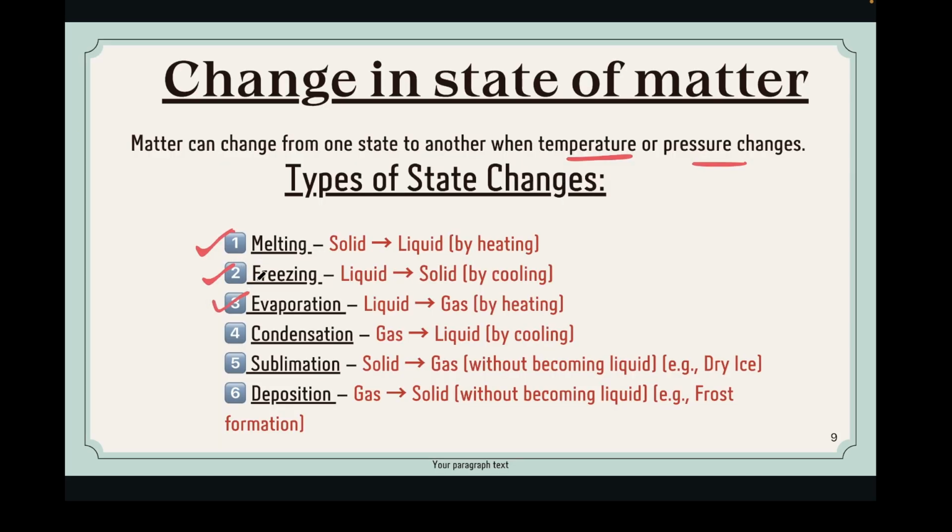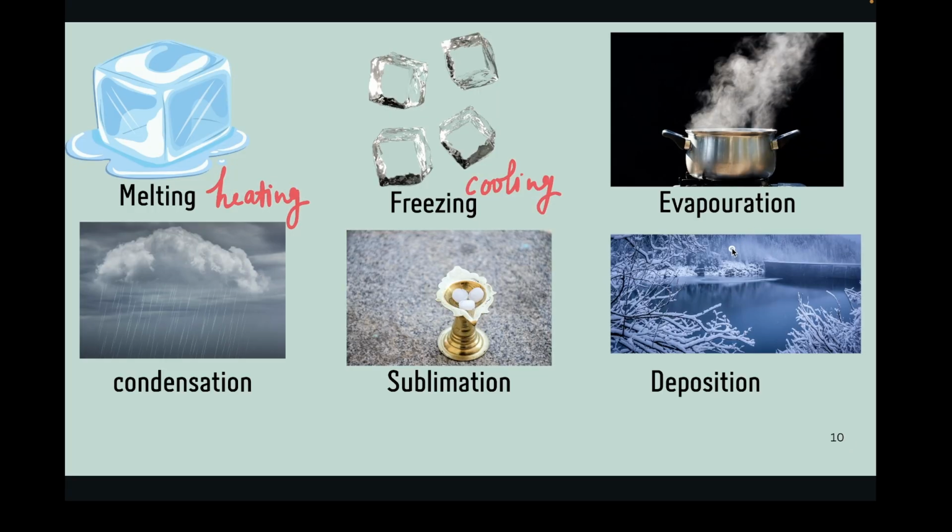Next is evaporation. Here you can see the picture of boiling water. This is the example of evaporation. On heating a liquid, the particles move faster. At boiling point, the liquid becomes gas. That is, conversion of liquid to gas by heating is called evaporation.